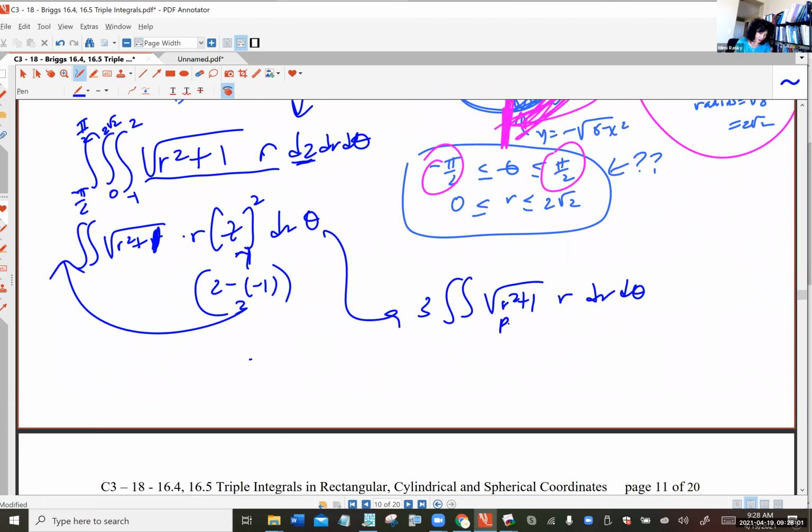So I'm going to use the power rule with u sub. So when you use any u sub in my class, I want you to tell me your u and your du. Otherwise, you're going to lose a point or two of partial credit.